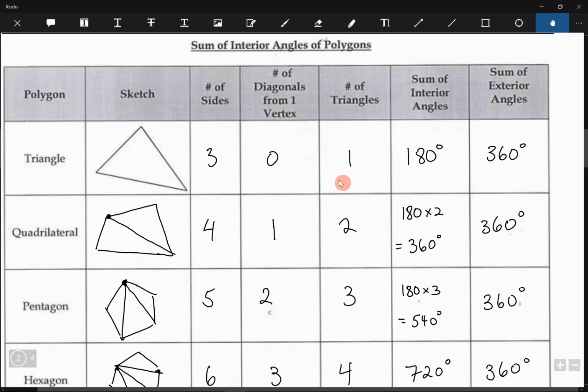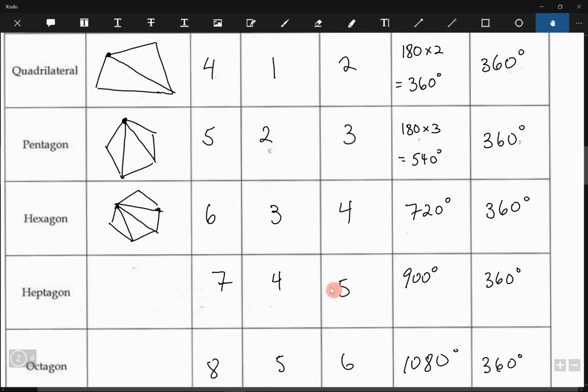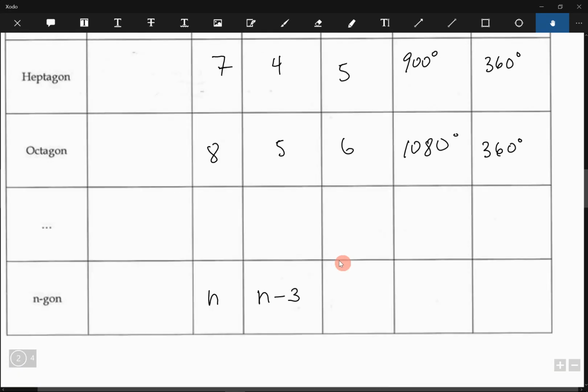And then you might notice the same pattern for the number of triangles. So if I have 3 sides, I have 1 triangle. 4 sides, I have 2 triangles. I'm subtracting 2. 5 minus 2 is 3. 6 minus 2 is 4. 7 minus 2 is 5. So I have n minus 2 triangles.